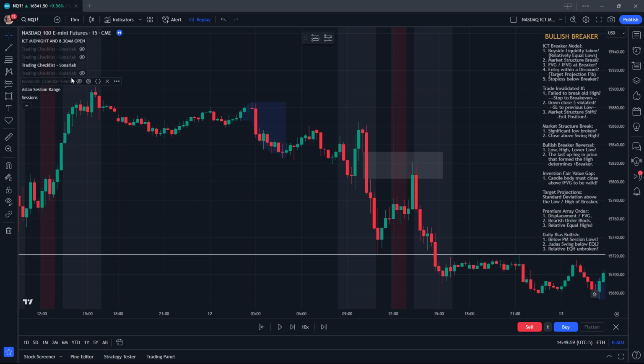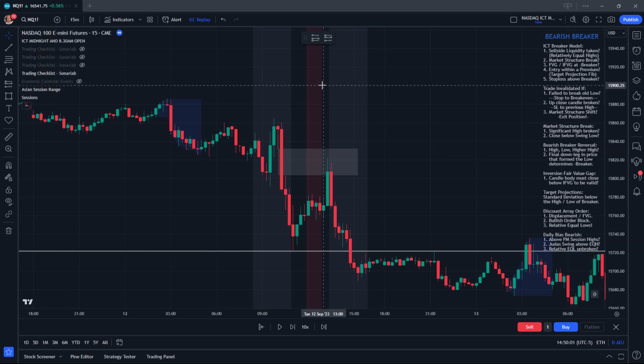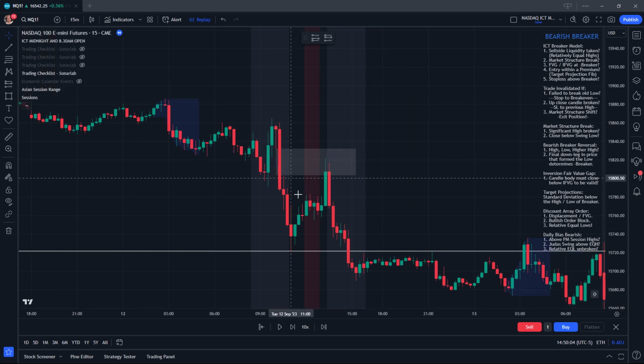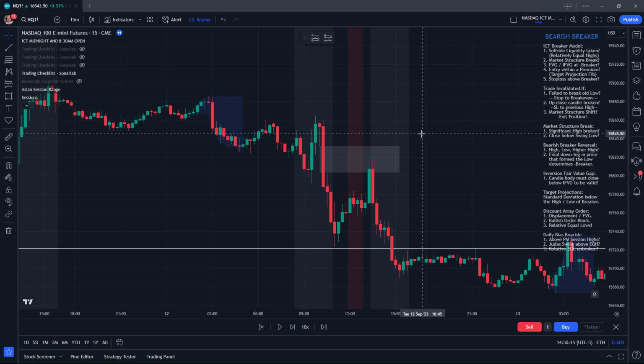So for example, if we look at our bearish breaker, say we're anticipating price to go down, it's above the weekly open. However, by the time we get our setup, it doesn't meet the requirements of the 22 model, so we'll look at it this way instead.